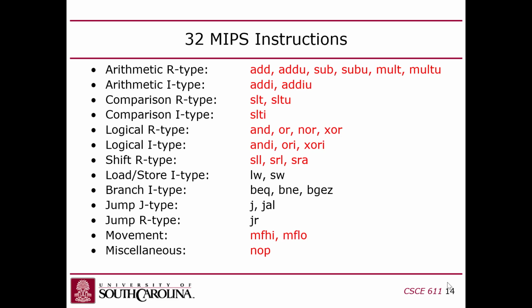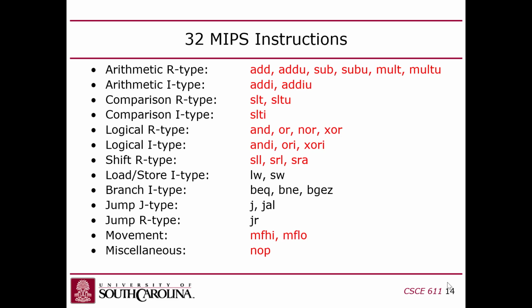So MIPS has this add U and sub U variant, where U stands for unsigned, but it's kind of misleading because it actually just means don't trap on overflow. And so a lot of compilers and a lot of pseudo instructions will actually use the add U and sub U variants just because they don't want to deal with any overflow.